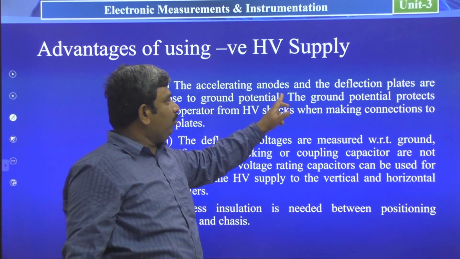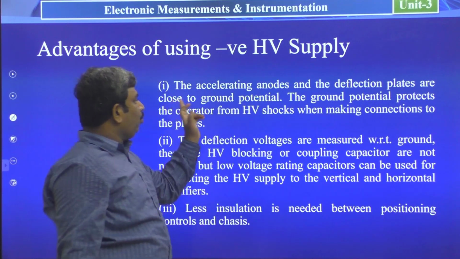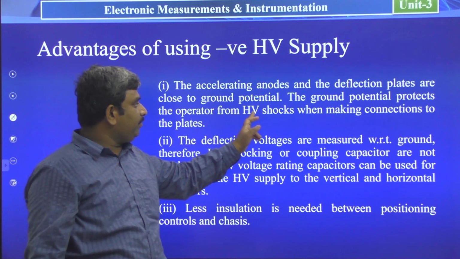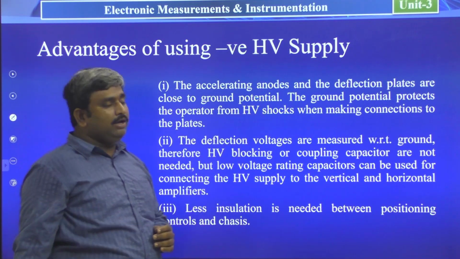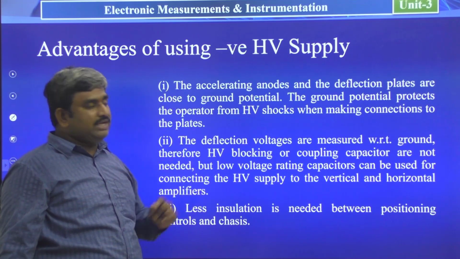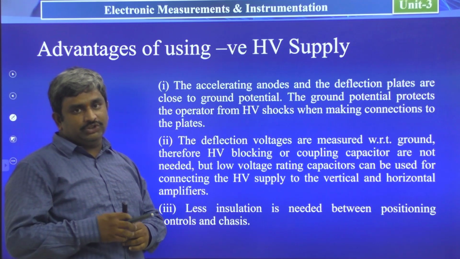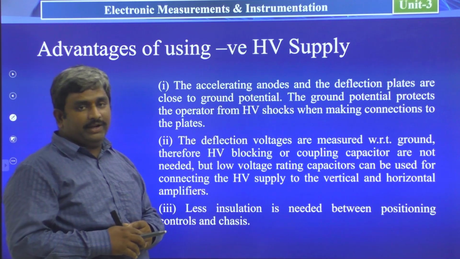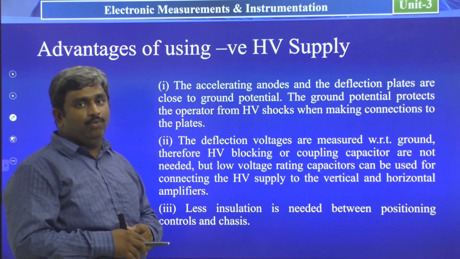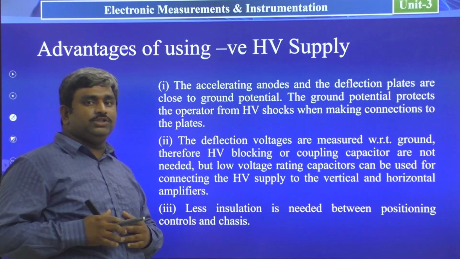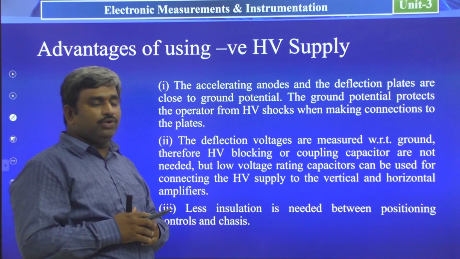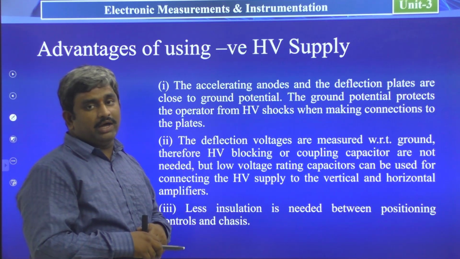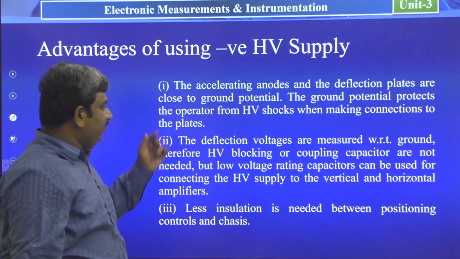The accelerating anodes and the deflection plates are close to ground potential. The ground potential protects the operator from HV shocks when making connections to the plates. So the accelerating anodes and the deflection plates are close to ground potential, so they require very little voltage. The ground potential protects the operator from high voltage shocks. So from the high voltage shocks, we have to protect the circuit. For that reason, making the connections to the ground is very, very important.